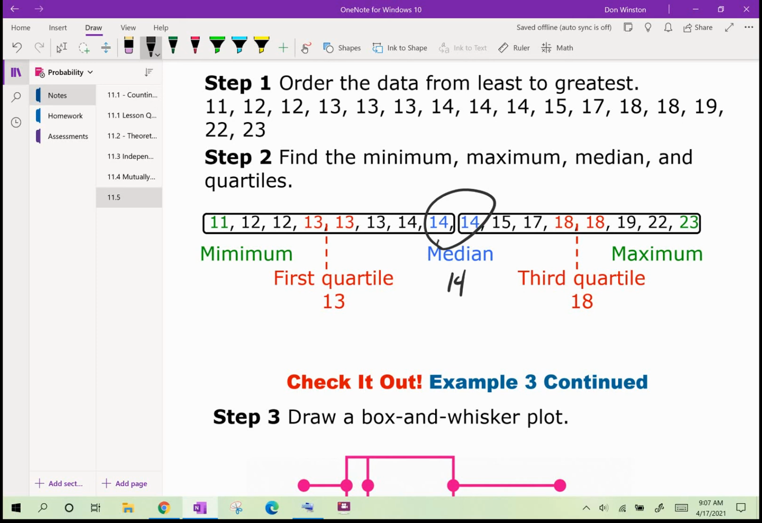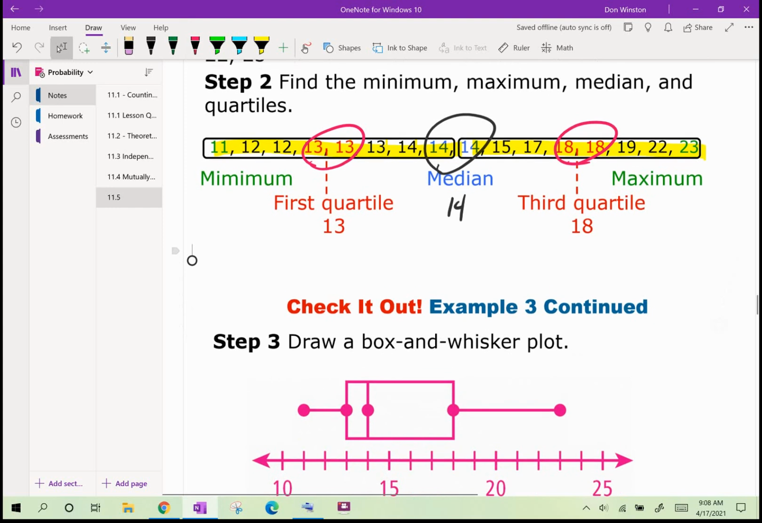So that's our median. Now for the first quartile, or the lower half, we have 1, 2, 3, 4, 5, 6, 7, 8. We have 8 items. And so again, in order to find the first quartile, we'd have to average those two. And then for the upper half, again, we have an even number of items. In order to find the third quartile, we have to average those two. We have our minimum 11 and a maximum 23.